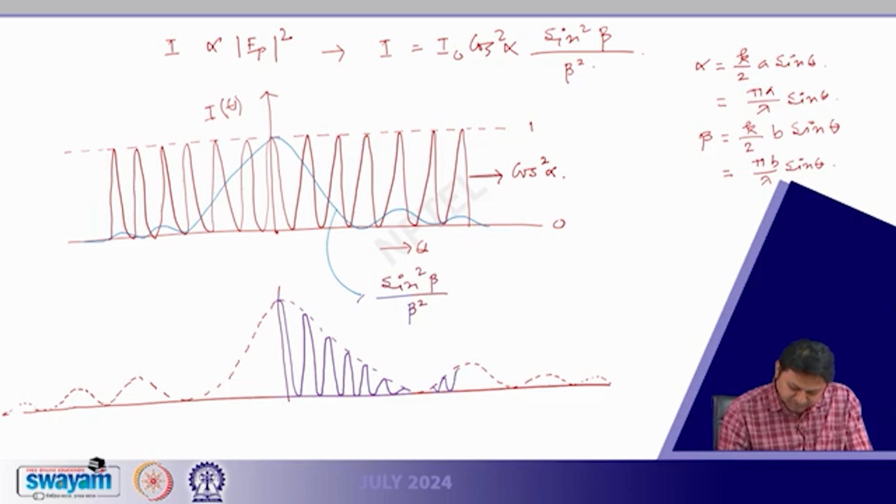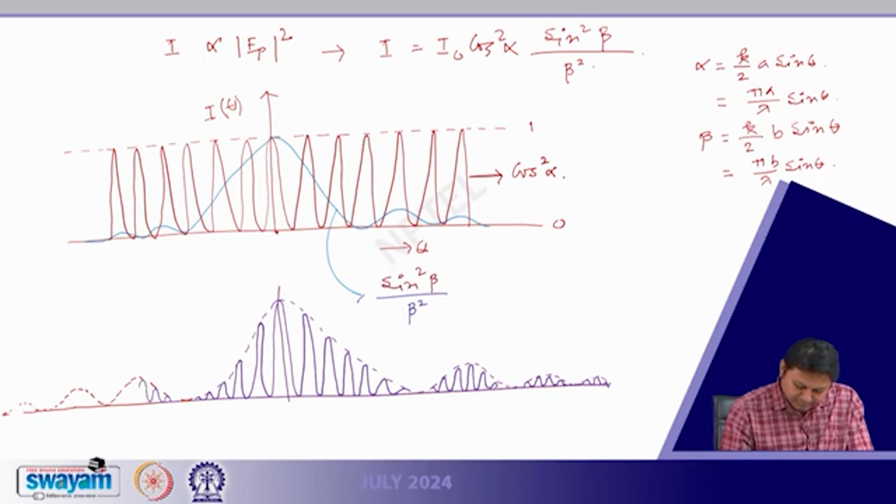A few interesting aspects will come, maybe we are going to discuss in the next class. Let me draw the intensity distribution here. Inside the envelope we have small peaks like this. So, in other words, there will be a modulation of the individual peaks, and this modulation will be taken care of by the sine square beta by beta square term, and the term inside that we have is due to interference.